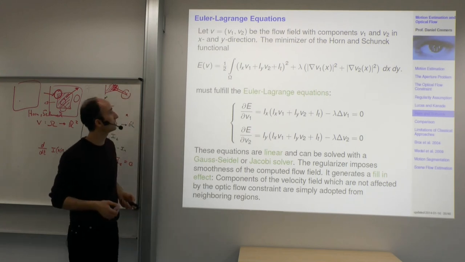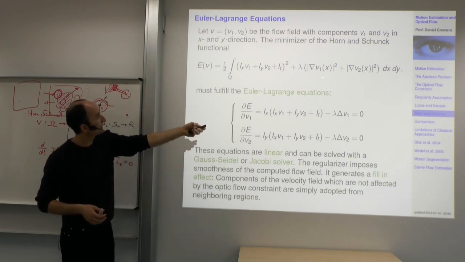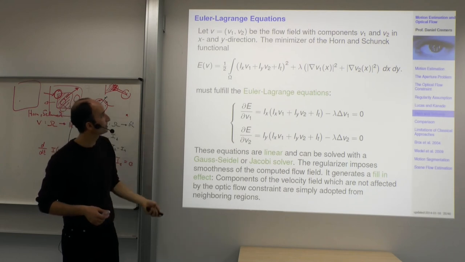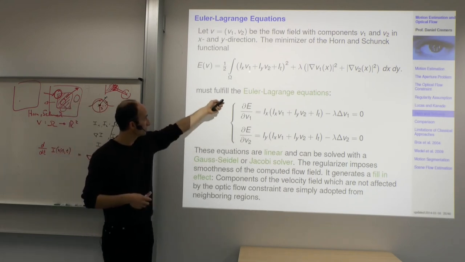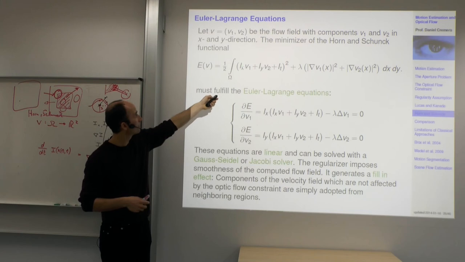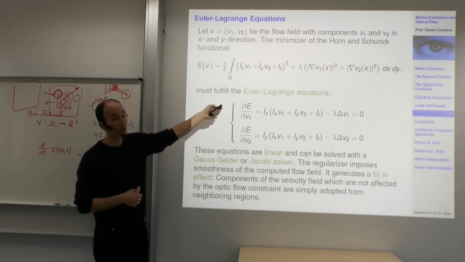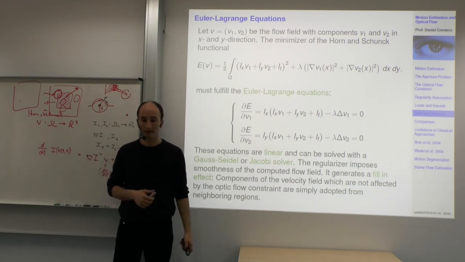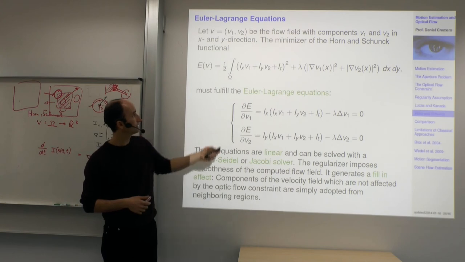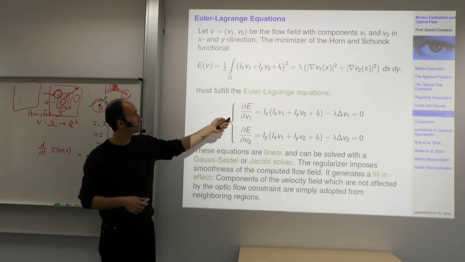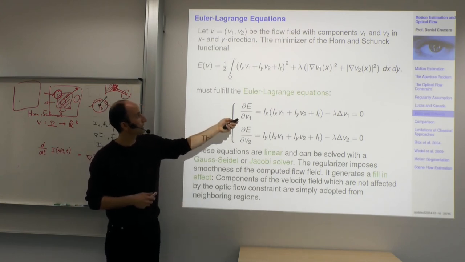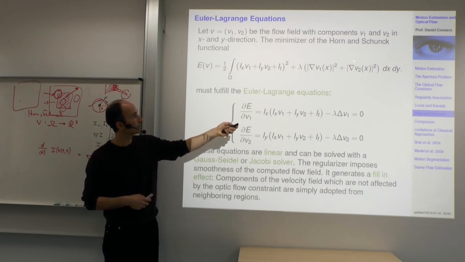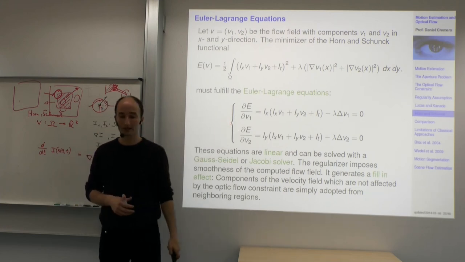Here actually are the Euler-Lagrange equations. So here I wrote out the Horn and Schunck approach in more detail. So this is the gradient times the velocity vector. So the x component of the gradient times v1 plus the y component of the gradient times v2, plus the time derivative here. This is the data term squared. And then the smoothness, as I said, is the gradient of the first component squared plus the gradient of the second component.